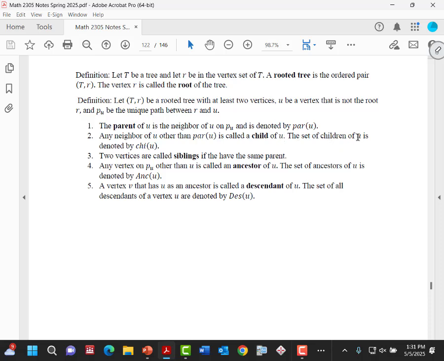The set of children of U is denoted by CHI, just read child of U. 2 vertices are siblings if they have the same parent. Any vertex on P sub U other than U is called an ancestor of U. The set of ancestors of U is denoted by ANC, and this is read ancestors of U. If I go in the opposite direction, any vertex that has U as an ancestor is called a descendant of U. The set of all descendants of a vertex U is denoted by DES, and this is read descendants of U.